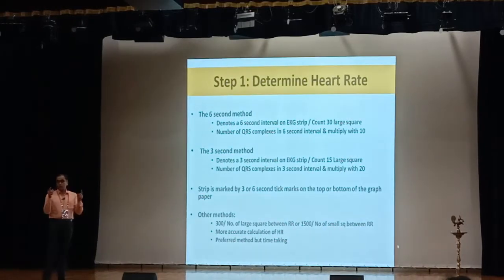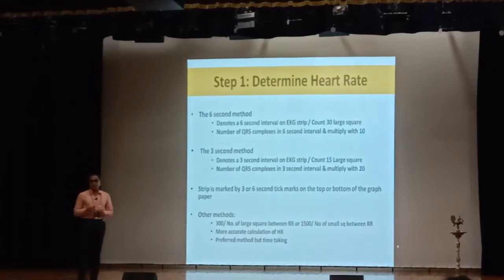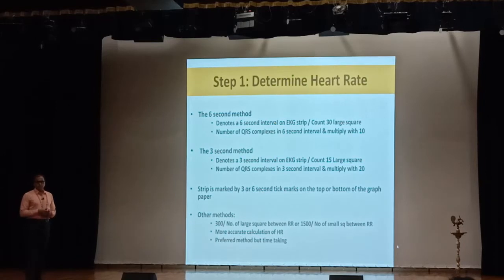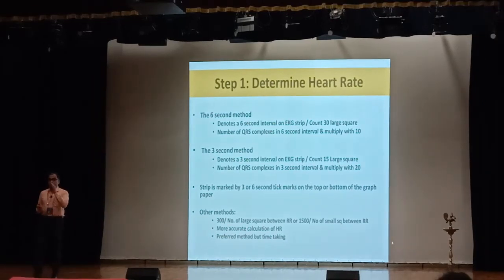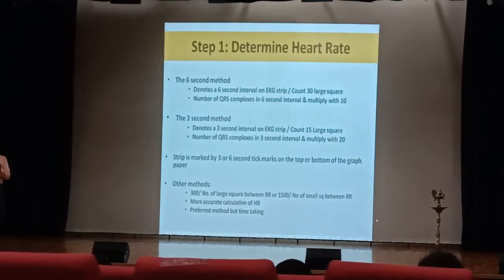So how do we calculate the heart rate? Between the two R waves, it is 300 divided by the number of large squares between the two R waves. Yes, that's a very simple method, and the calculation is pretty accurate. But as an ACLS provider, if the rate is less than 60, it means bradycardia, or if the rate is more than 100, it means tachycardia. Whether it's 110 or 150 does not make a difference. So this is how it is calculated.